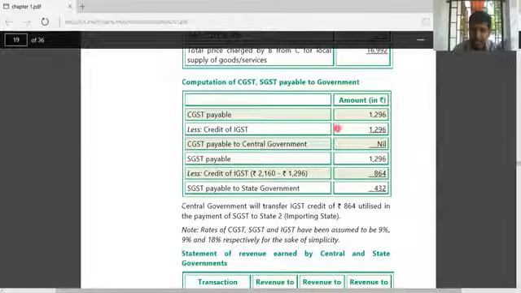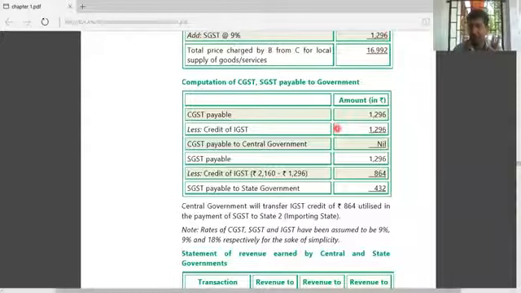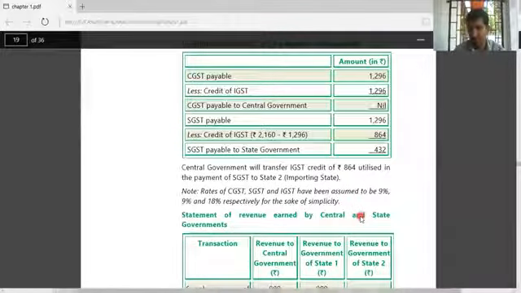So IGST credit was there. How should we utilize IGST credit? IGST credit we will first utilize against IGST itself. So IGST credit should be first utilized against IGST, and if there is any balance remaining, we can set it off against CGST or SGST in any manner, no issues. So here we have set it off against CGST, then we have set off against SGST. In any manner, we can adjust it. So SGST payable to state government 432. So we will be paying 432 to the state government.